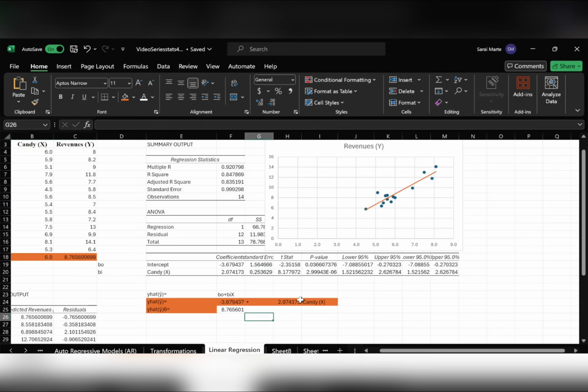Now to interpret this, for one piece of candy, my revenues are going to increase by $2.07. And then to interpret this, if I give out 0 candies, so 0 times this just cancels out, and we're just left with this. So if I give out 0 candies, then my revenue is negative $3 because there's a negative there.